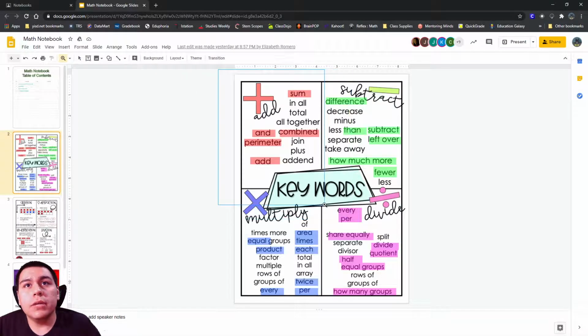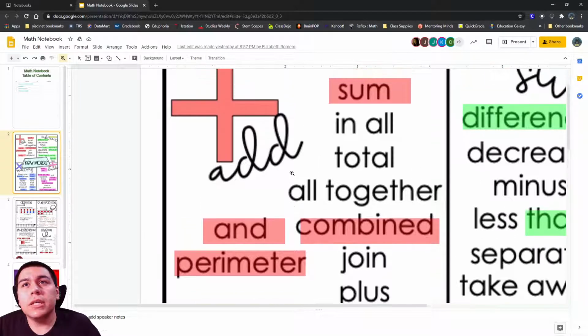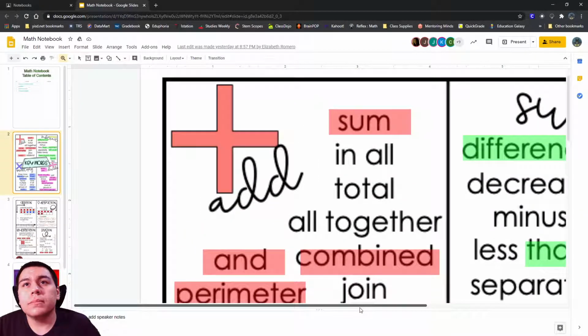I'm going to zoom in a bit here. Okay. Can I zoom in a little bit more? Is that possible? Yes. Okay, that'll work out pretty good.